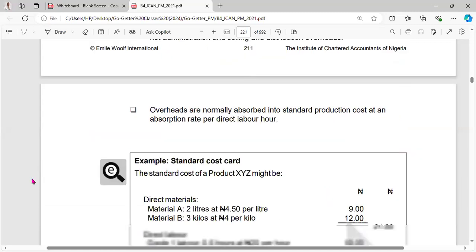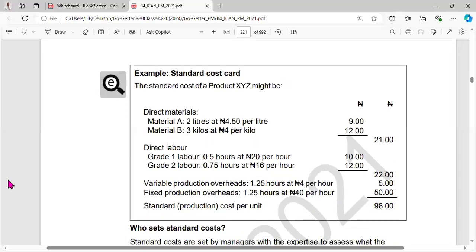Now look at this example here. This is a standard cost card. So if you want to make bread, maybe you are just new into the company and you want to join in this business, and you are now the factory manager. All you need to do is to ask for the standard cost card. And let's say this is product XYZ, which is bread XYZ.